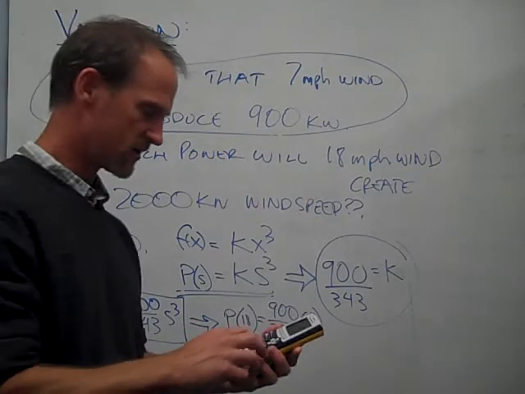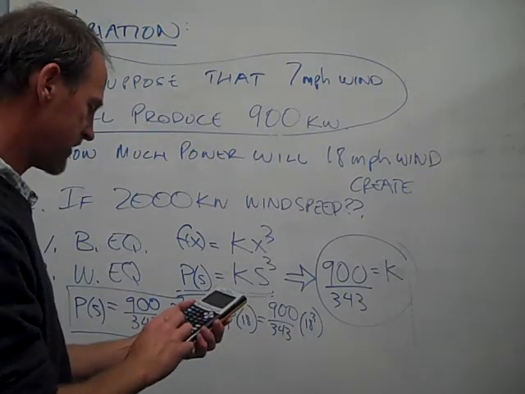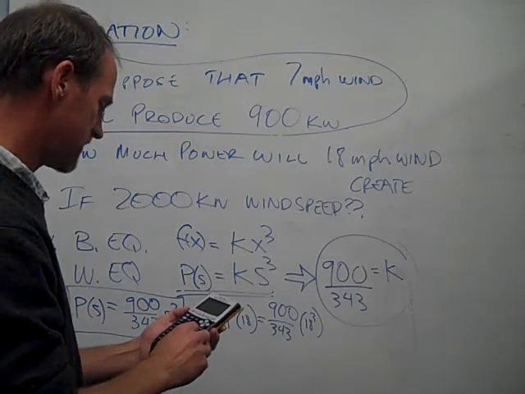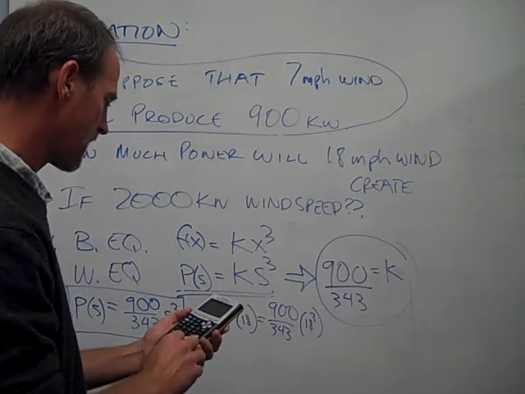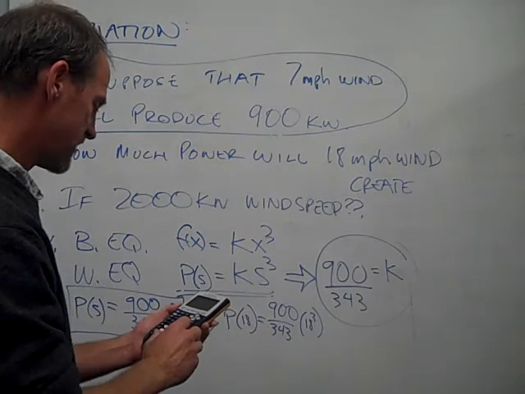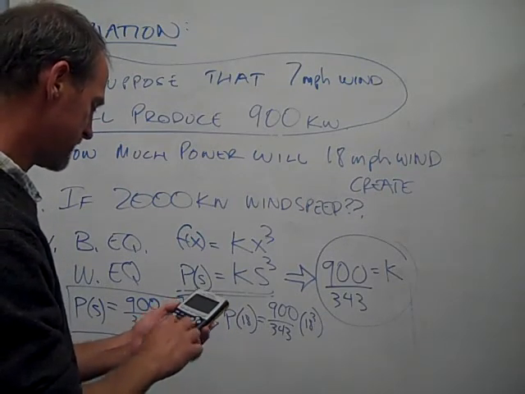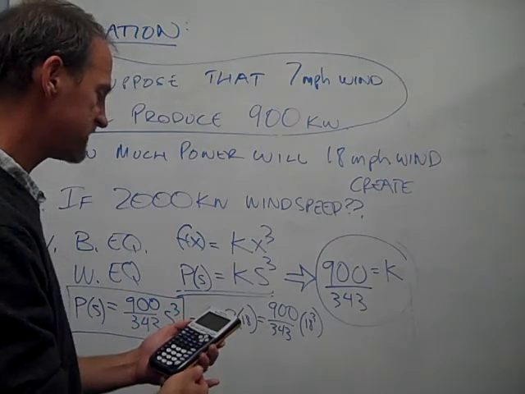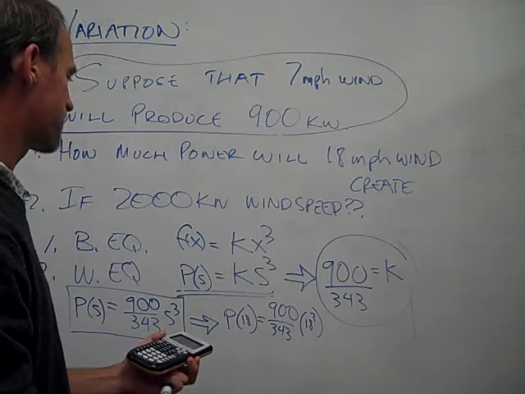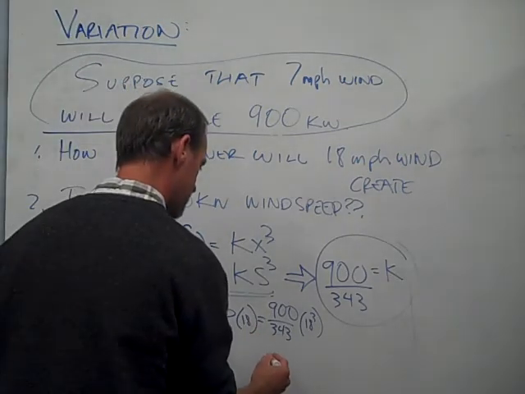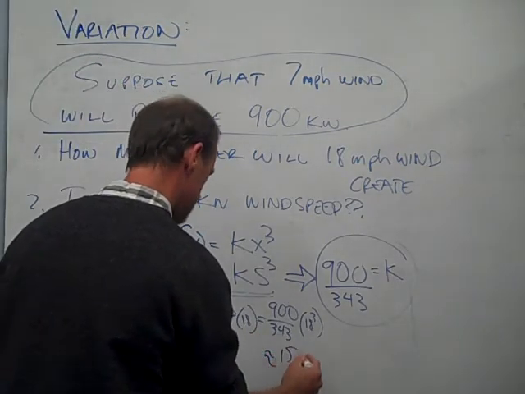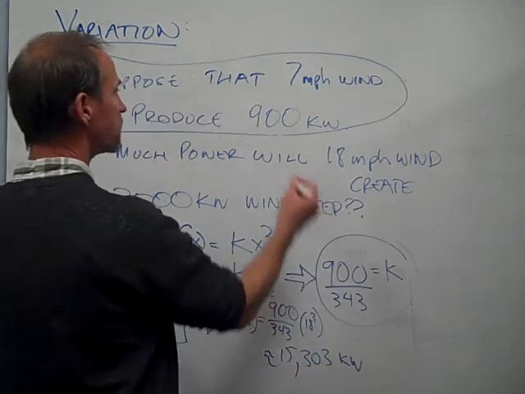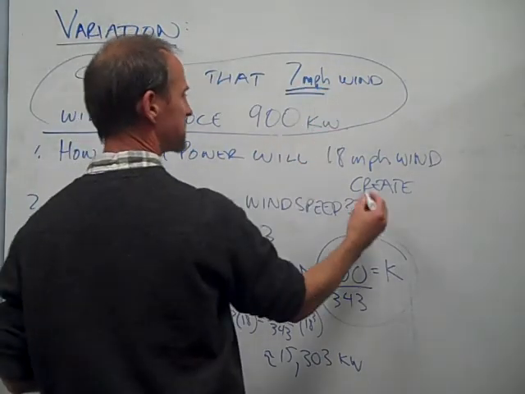All right, that didn't take long. Clear that. I take 900 and I divide it by 343, and then I take that and multiply it times 18 to the third power, 18 caret 3, and I'm going to get 15,303 when I round. That is going to be approximately 15,303 kilowatts.